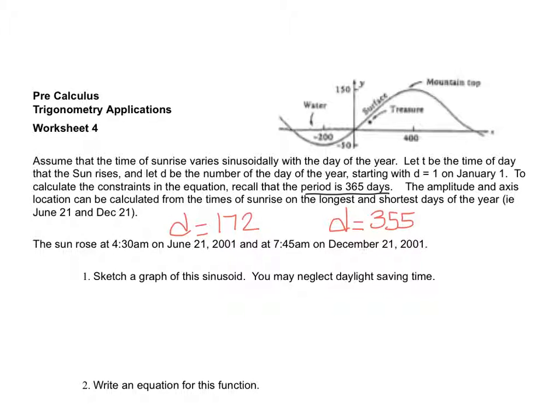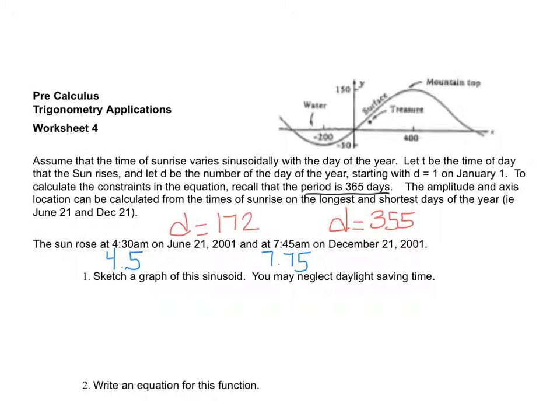4:30 a.m., which you're going to put on your y-axis, is actually going to be graphed as 4.5. And 7:45 a.m. will be graphed as 7.75. When you graph it, the days go on your x-axis up to 365. I would not count by ones. I would just plot them on there.